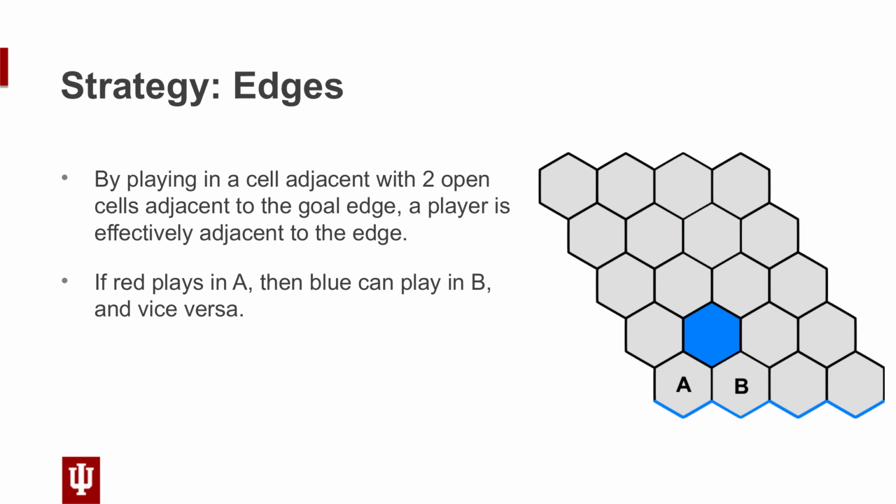Edges are formed when a player has two different ways to reach their goal edge. If red plays in A, blue can play in B, and vice versa. So, like before, for the purposes of the game's strategy, blue is already touching its goal edge.